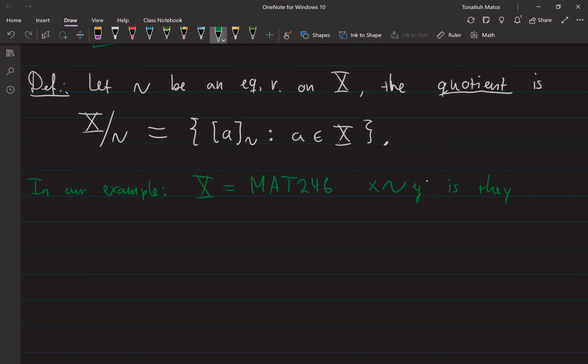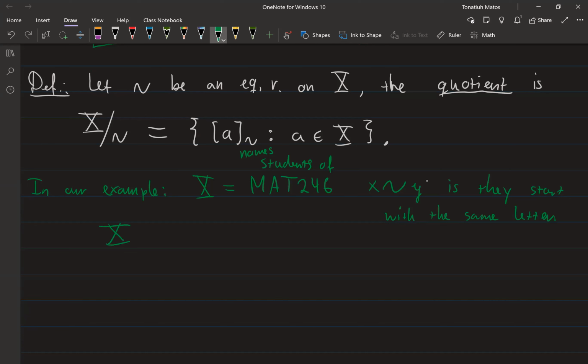they start with the same letter. So maybe I should say names of students. So this isn't that weird. Names of students, they're related if they start with the same letter. This is an equivalence relation, of course.